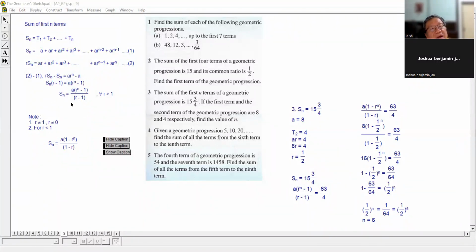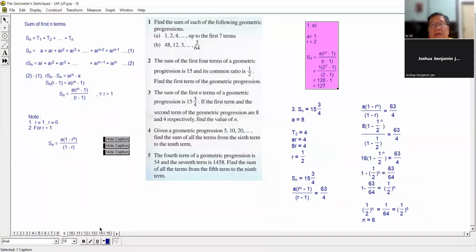So for this sum of the first n terms, there are two formulas. One formula for the value of r bigger than 1, one formula for the value of r less than 1. So Sn has two formulas. So far, okay or not? Can follow? Okay.